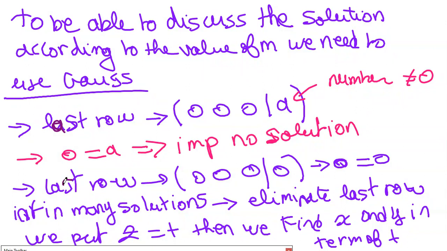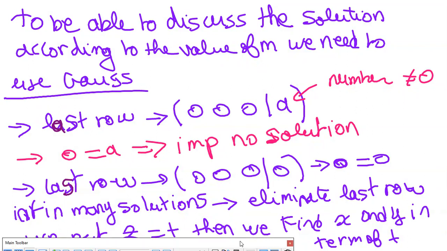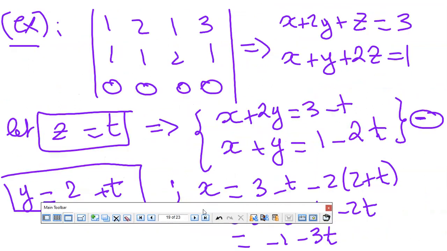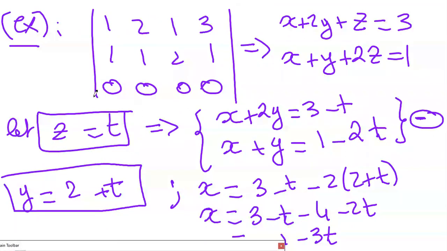Now, if the last row is 0, 0, 0, all zeros, it means I'm in the case of 0 equal to 0. What does 0 equal to 0 mean? It means I have infinitely many solutions. In this case, I will eliminate the last row, put, let's say, z equal to t, and then find x and y in terms of t. In this case, I have infinitely many triplets that are solutions of this system. I will give you an example for this last case.